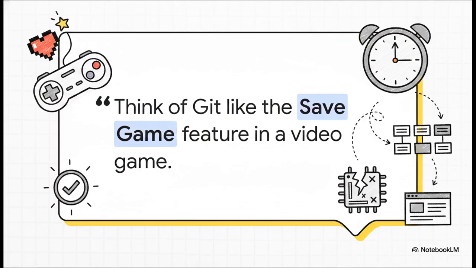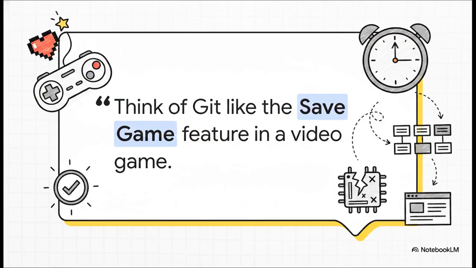Think about when you're playing a really tough video game. You always save your progress right before a massive boss fight, right? That way, if you fail, you can just reload your game and try again from that exact save spot. Git works the exact same way. Every single time you save your progress, Git creates a permanent checkpoint.